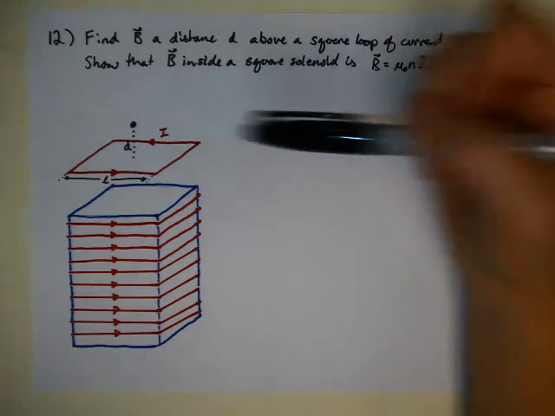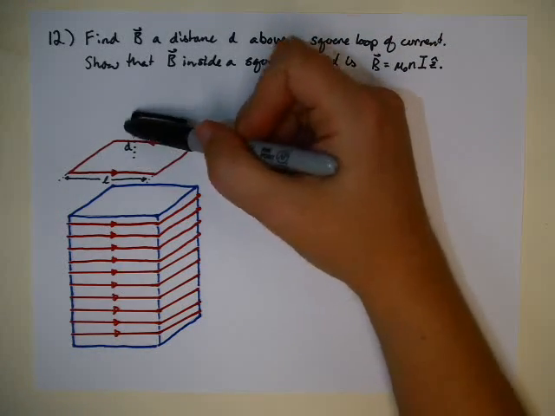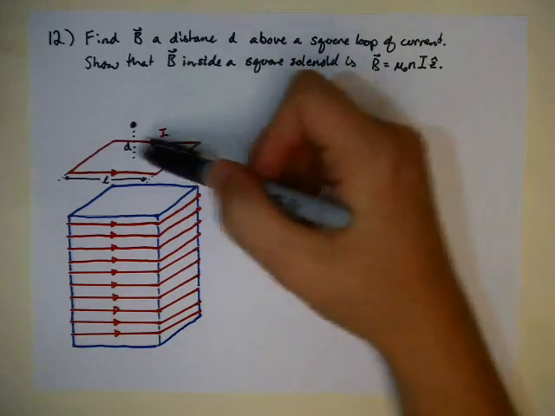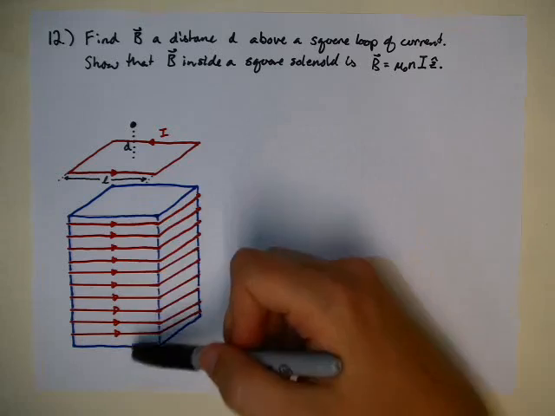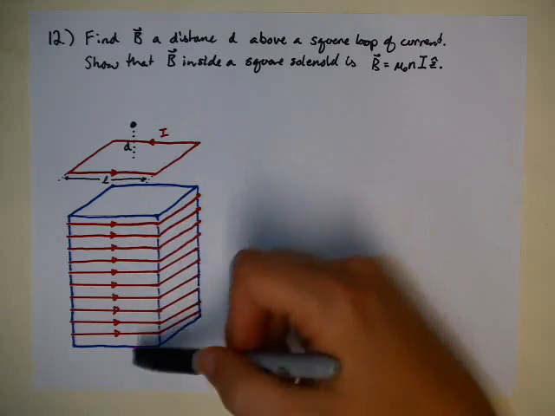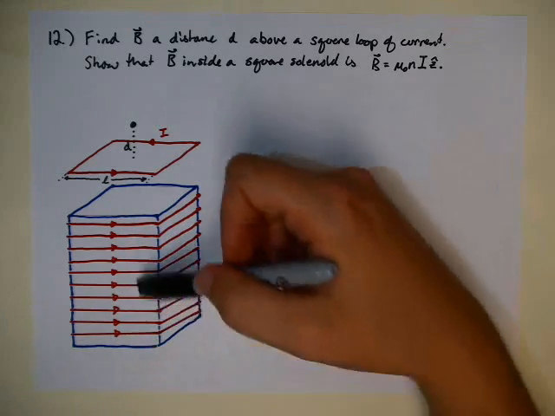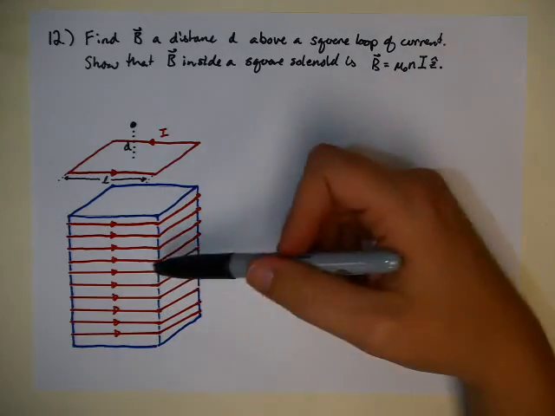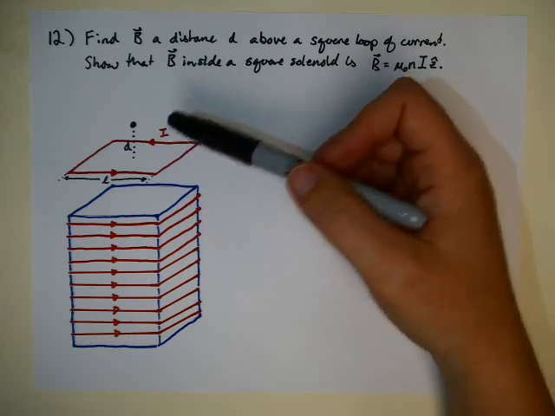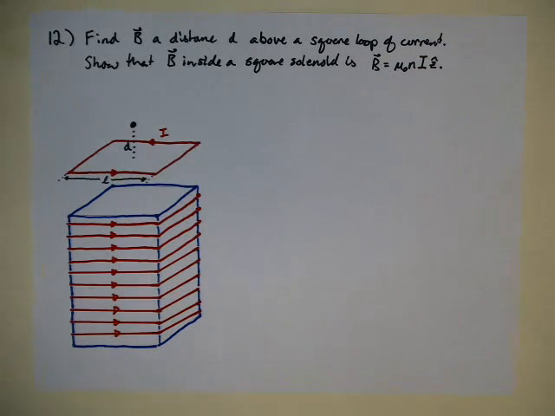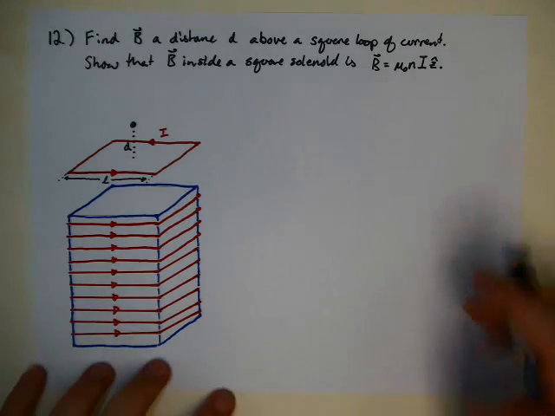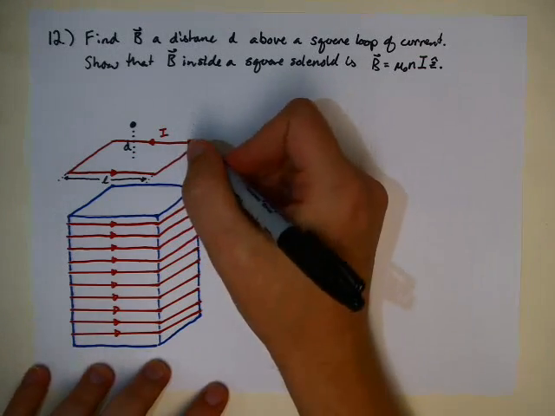I'm going to find an integral expression for the magnetic field at this point for the loop, and then I'm going to write down what the magnetic field for an infinite solenoid would be, and show that in the limit as this solenoid is infinite, it's independent of L. So looking at that, let's go ahead and write this down.